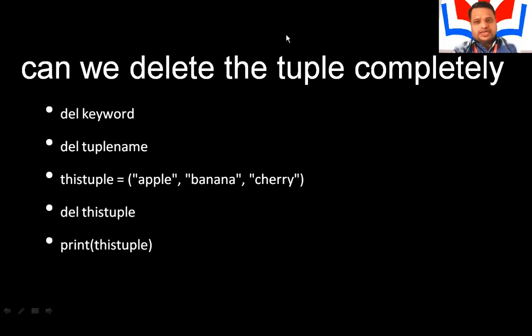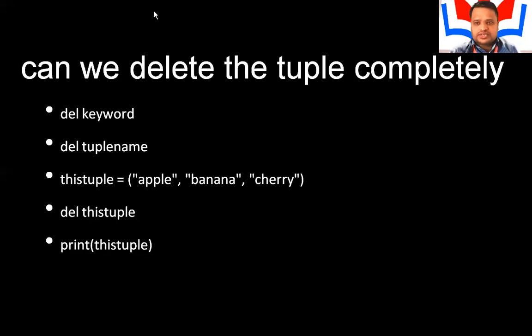For deleting the tuple completely, we are going to use a keyword called del. In order to delete the tuple, you will be using the keyword del. So what is the syntax, and how can you use it?